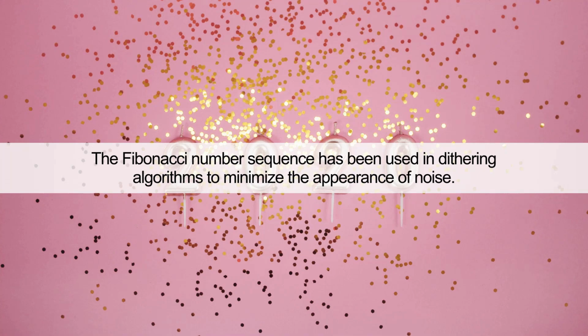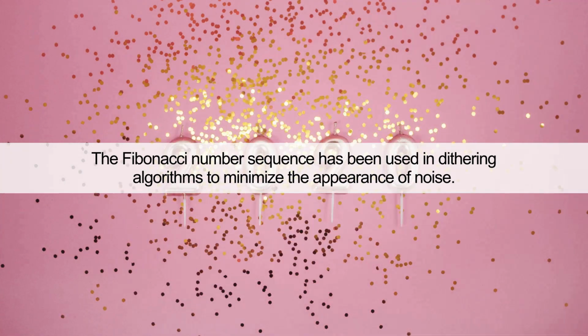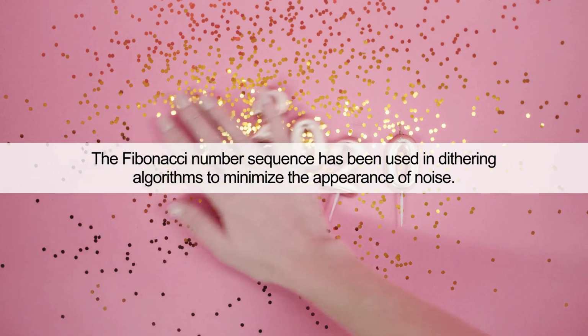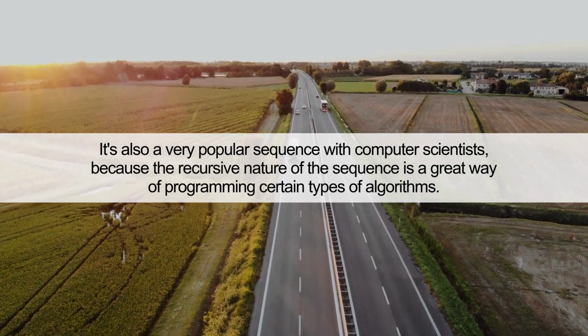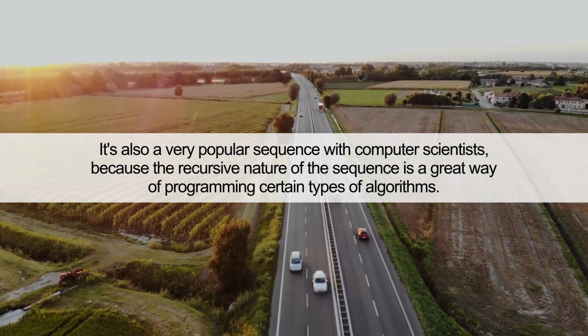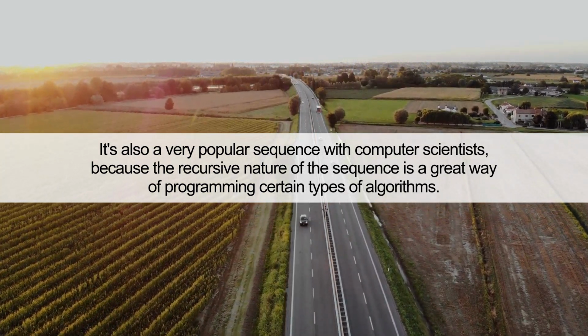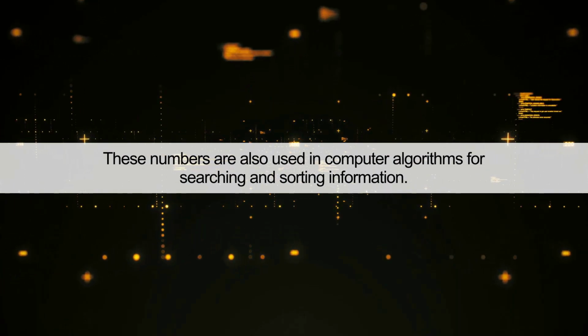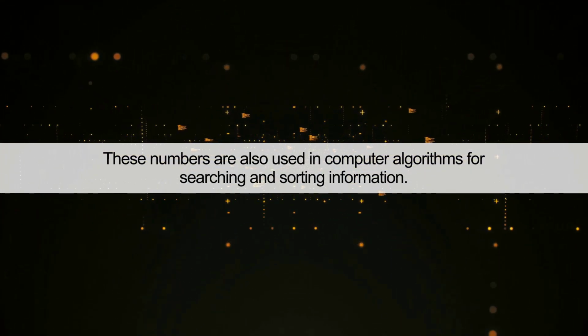The Fibonacci number sequence has been used in dithering algorithms to minimize the appearance of noise. It's also a very popular sequence with computer scientists, because the recursive nature of the sequence is a great way of programming certain types of algorithms. These numbers are also used in computer algorithms for searching and sorting information.